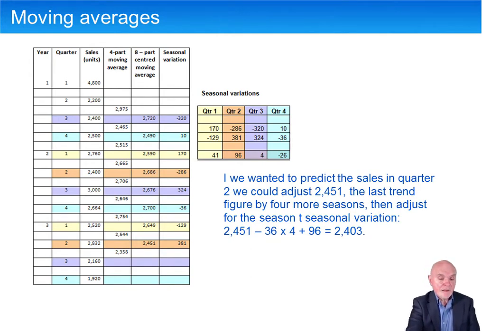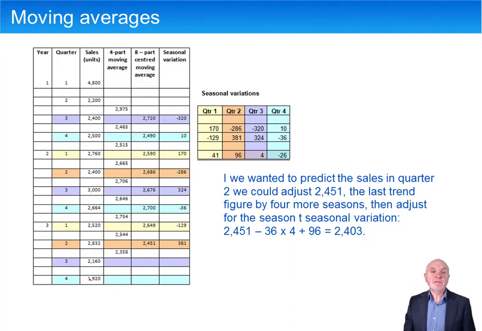So here we have a number of years. Here, year 1, year 2, year 3. And what we have are sales in units for each quarter. So here we have year 1, quarter 1, sales 4,800. And then in quarter 2, 2,200 and so on. Then we start in year 2, quarter 1 again, sales 2,760 and so on. So this is our raw data in here, the sales for each quarter for each of the years.